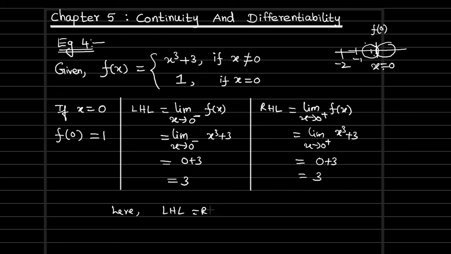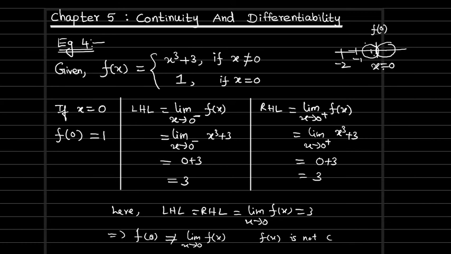So here the left hand limit and right hand limit are the same, right? So we can say limit x is approaching 0 of f of x equal to 3, but the f of 0 value is not equal to the limit as x approaches 0 of f of x, right? So since the values do not coincide, we can say the function is discontinuous. Since the values of f of 0 and the limit as x approaches 0 of f of x are not coincide, the given function is not continuous. f of x is not continuous.